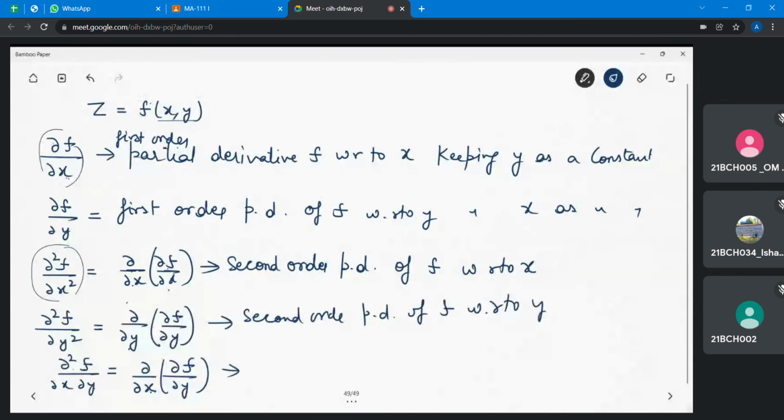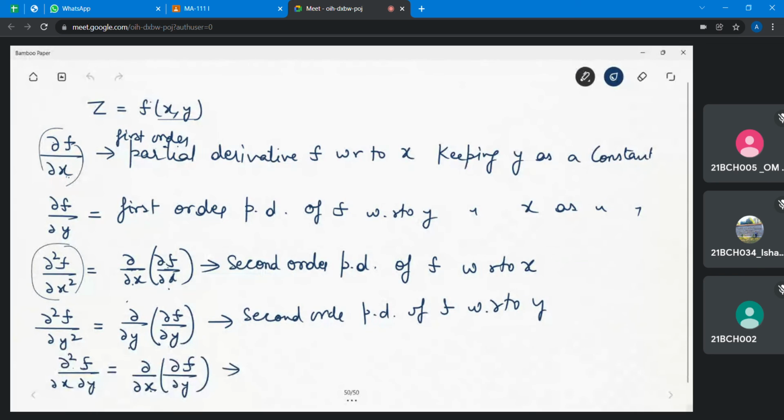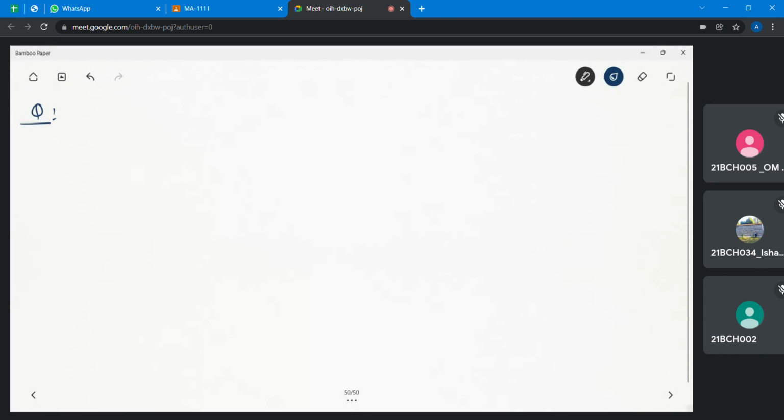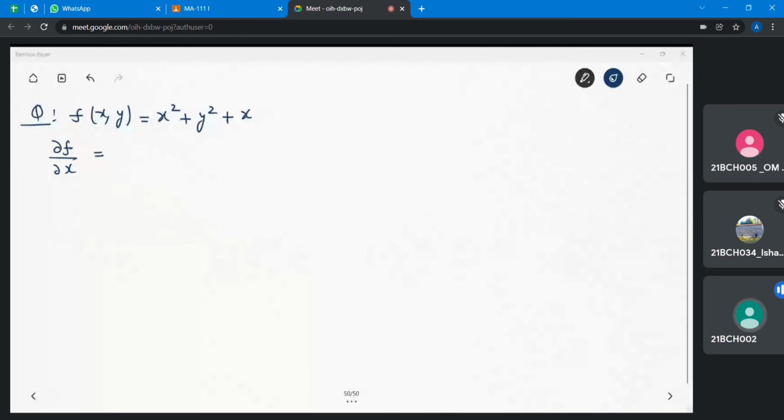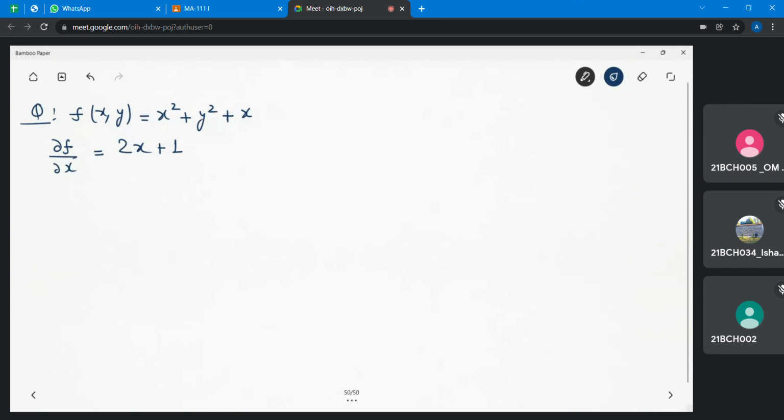Okay. Now let's take a smaller problem. For example, ये आपके पास function x square plus y square plus x. What will be its first order partial derivative with respect to x? Anyone? 2x plus 1. Yes. So this will be 2x plus 1. What does it mean? We are calculating the derivative of f with respect to x, keeping y as a constant. So अगर ये y constant है, so this is 2x, constant का 0 and this x का 1.